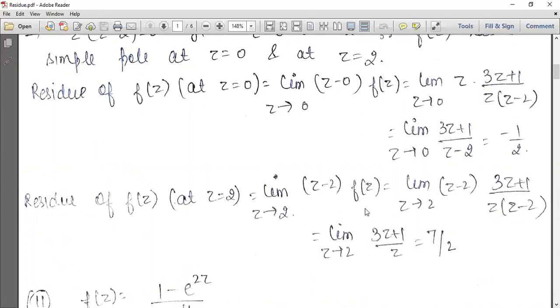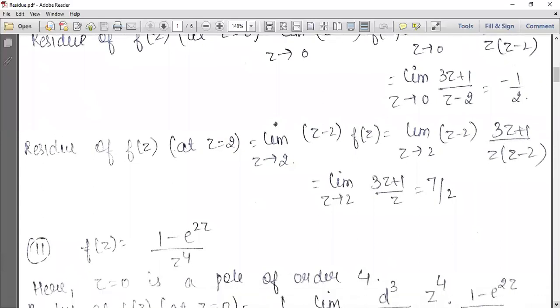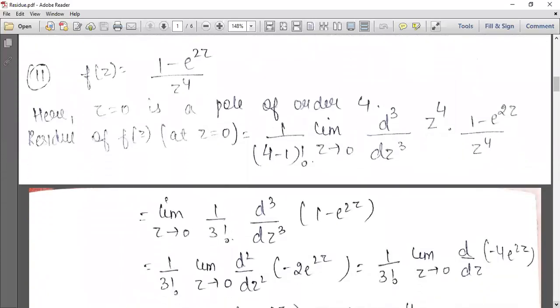f of z. So limit z approaching to 2, z minus 2, f of z is this. Now in this case, z minus 2 will get cancelled and I will be left with (3z plus 1) by z. And when you apply this limit, you will get 7 by 2. So let's see another example.